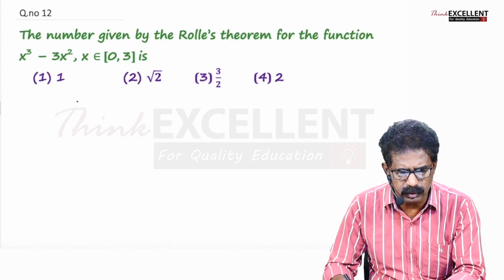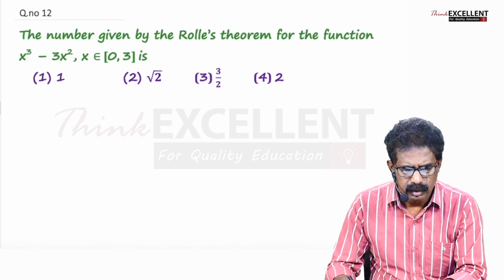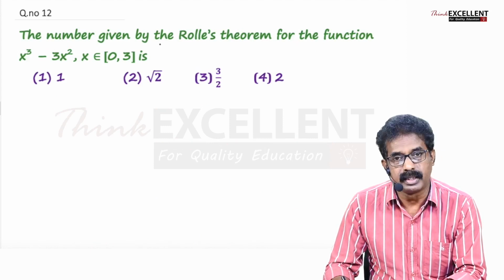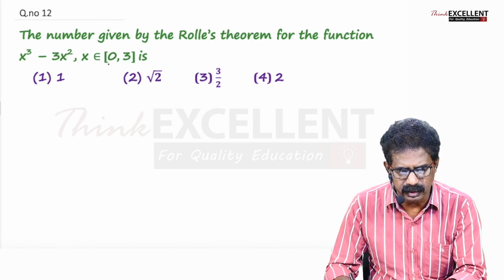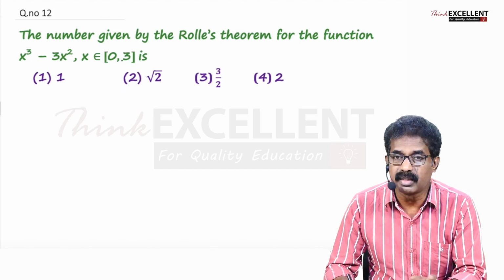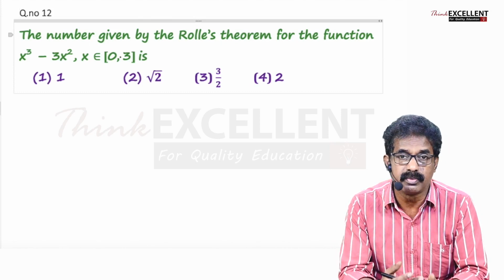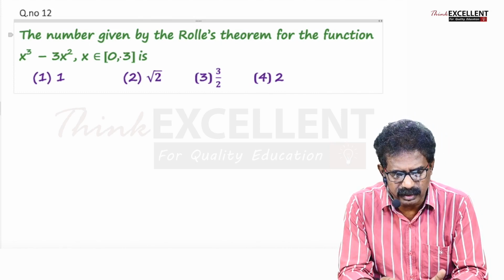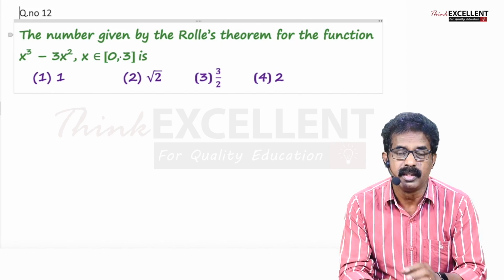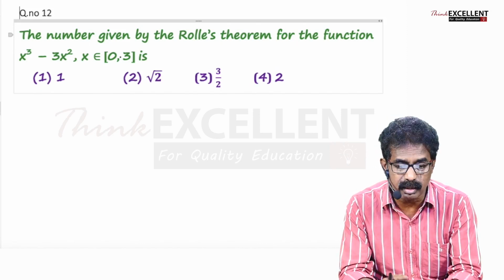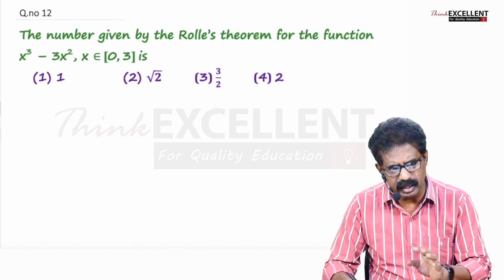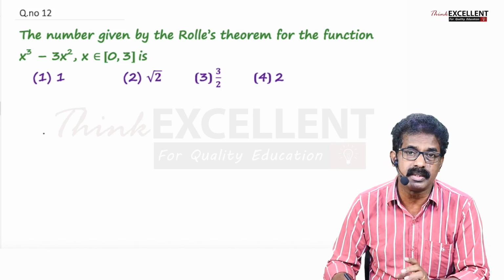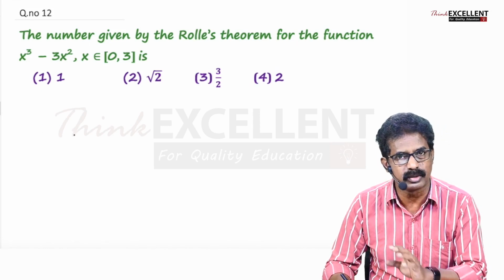Now let's move on to question number 12. The number given by Rolle's theorem, that is the c you have to find. The function given on the interval is a polynomial function, continuous. For Rolle's theorem, you know there are three conditions, right? Here there is no option like 'does not exist' or 'cannot be verified', they didn't ask. So no need to check the conditions, any of you will get the value. What is the condition? f dash c equals 0, right? Actually there are three conditions.